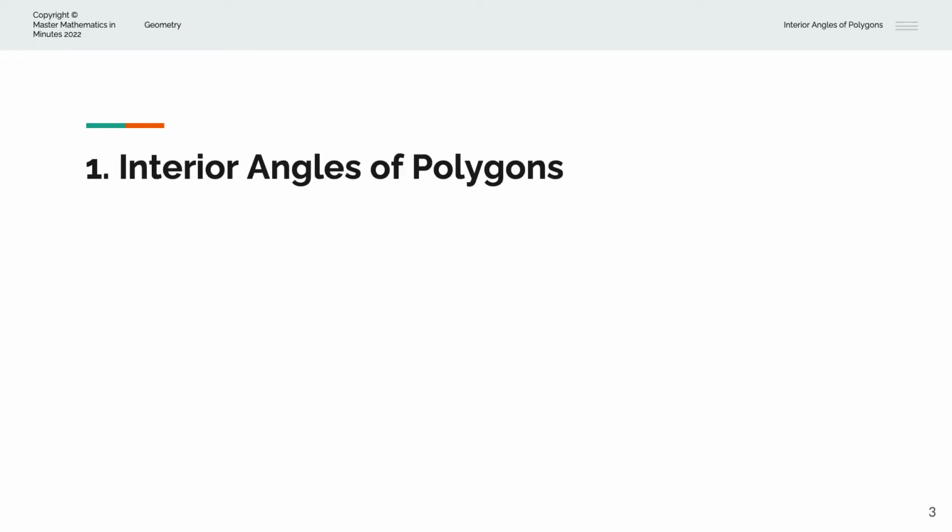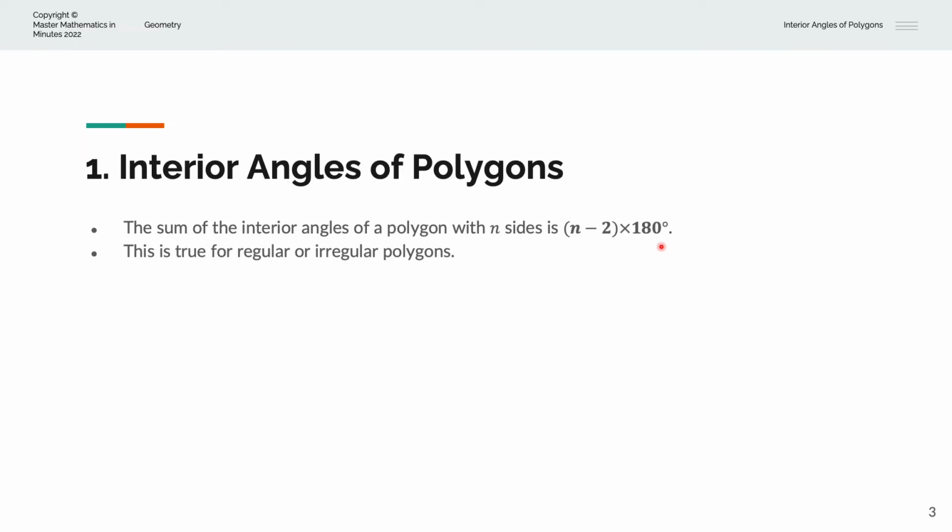So, what are interior angles of polygons? The sum of the interior angles of a polygon with n sides is given by n minus 2 multiplied by 180 degrees. And this is true for regular or irregular polygons. A regular polygon has all sides of the same length, and irregular polygons have sides that are different in length. And this relation holds for both regular or irregular polygons.